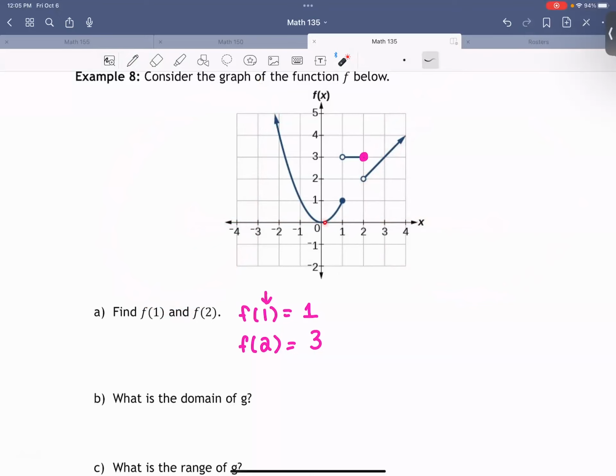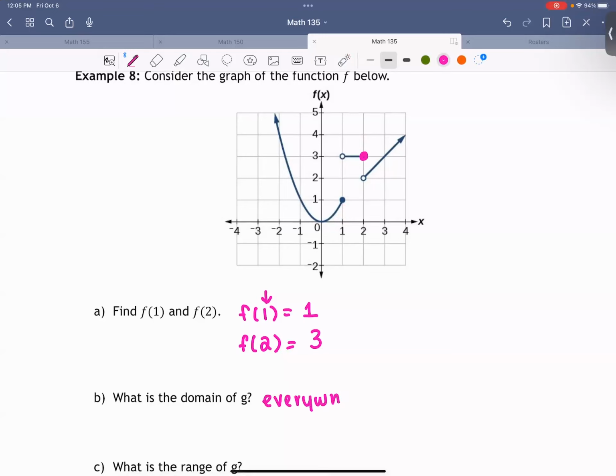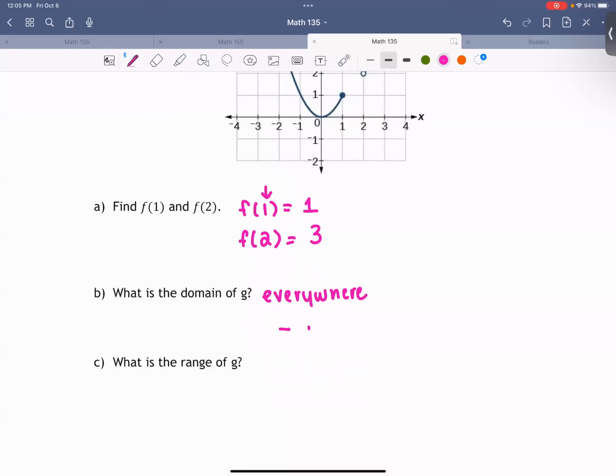And if I take a look at where the breaks are, we break here, but the function does exist at 1, and the function does exist at 2 because we have closed circles there. So it looks like my domain is everywhere. Very close, negative infinity to infinity.